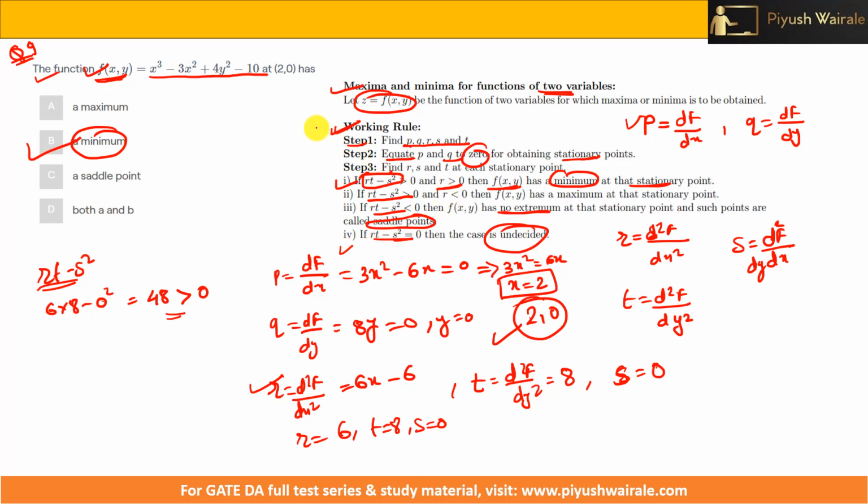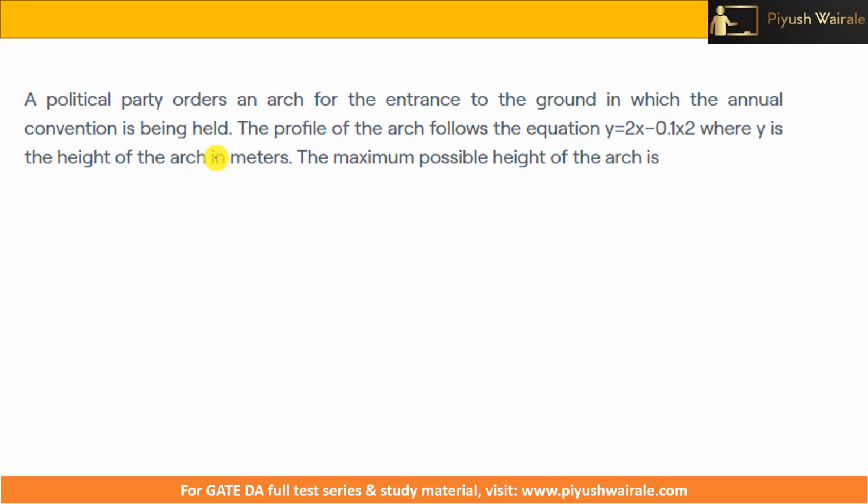So please go through this working rule. We have provided the notes in which I have included all those things. So the correct option will be option B, that is minimum at the stationary point (2, 0). Okay, so this is question number 10.